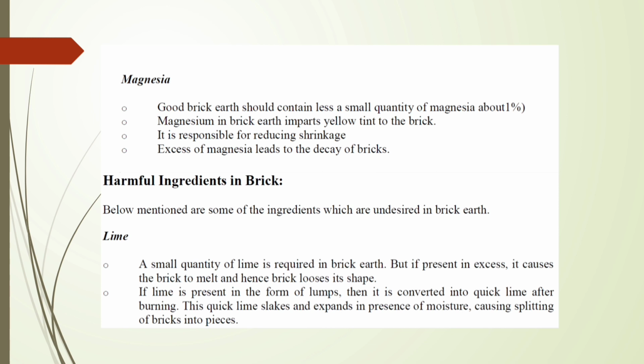Harmful ingredients in brick. Following are the undesirable ingredients in brick earth. Lime. A small quantity of lime is required in brick earth, but if present in excess, it causes the brick to melt and hence the brick loses its shape.